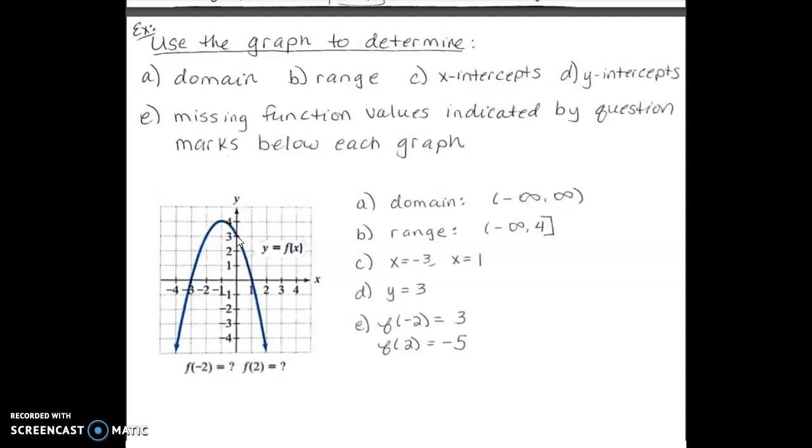And then our missing function values indicated by question marks are down below, f of negative 2 and f of positive 2. So just like we did on the last example, f of negative 2 means find x equals negative 2. Then go up here, find wherever my graph is there, which is at this spot, and the y value right there is at 3. And then for f of positive 2, we go over here to positive 2. And then I'll find my function, which is down here, and it looks like it's going to cross right when it gets to this corner, which would be at y value negative 5.